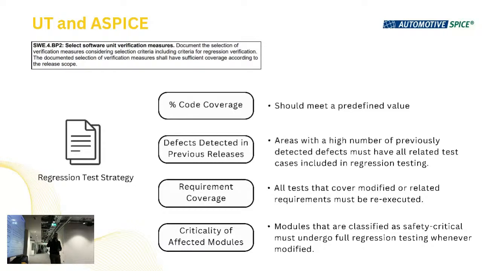Another one is about selecting software unit verification measures. What we will select can be, for example, the percentage of code coverage, defects detected in previous releases, requirements coverage, criticality of affected modules. All of these different parts can help to match this best practice, and we have the regression test strategy. So how we will run our regression tests, why, and with what criteria: every day, every week, every night, what we expect to have. All of these things must be defined in our test documentation according to ASPICE.